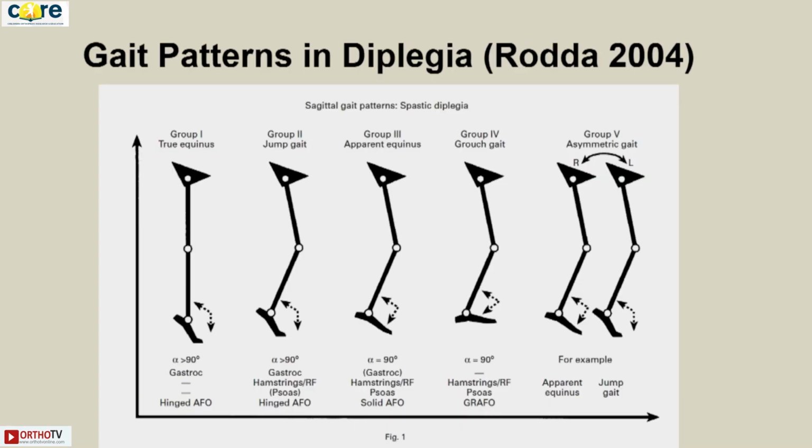So there are 5 classical patterns which are seen in CP diplegia, and this has been well published. So you get a true equinus, you have a jump gait, apparent equinus, crouch gait, and then asymmetry. Now we'll just go through each one of them.